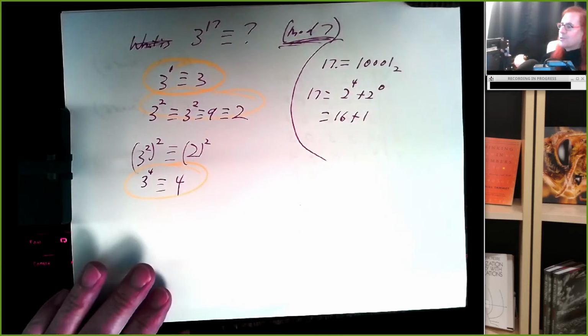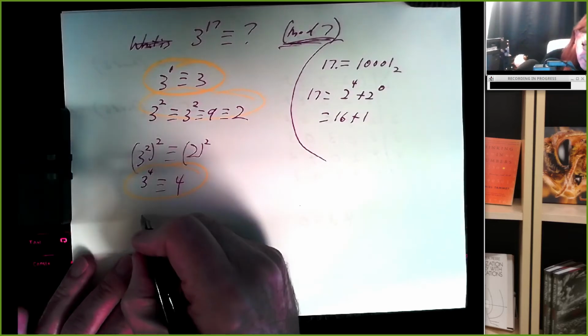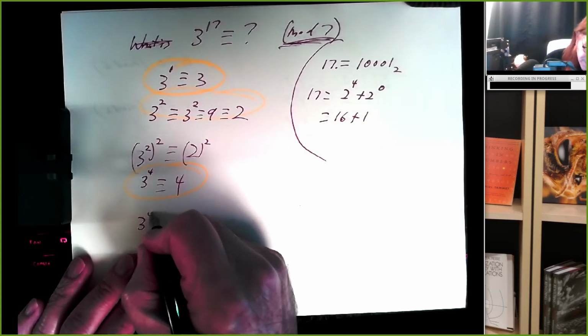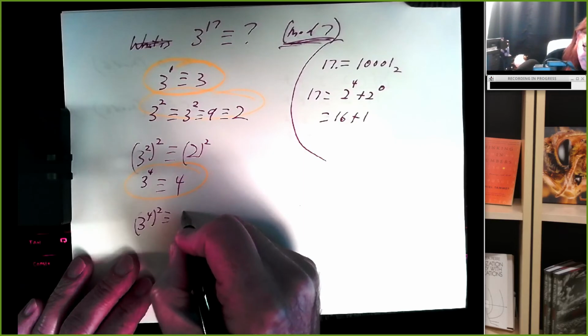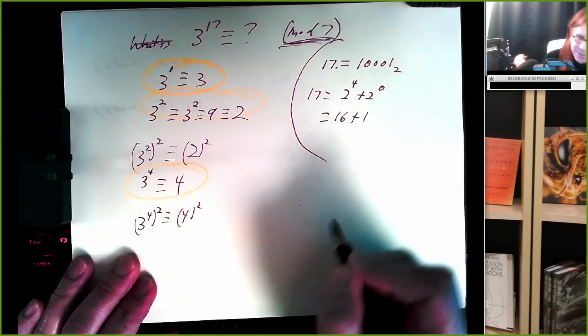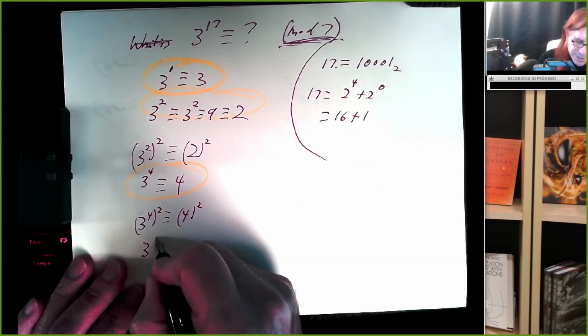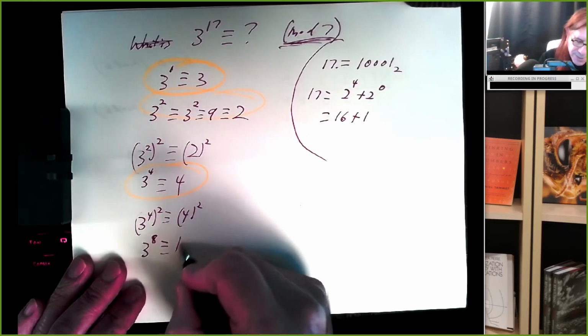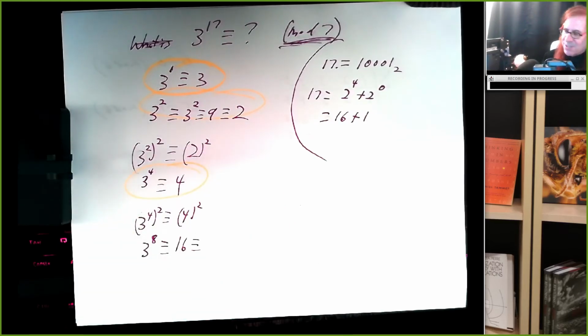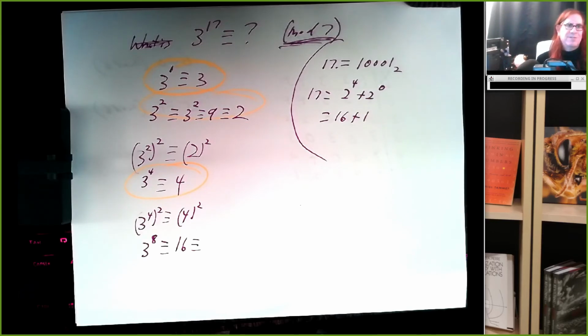I'm going to do one more operation, and I'm going to jump all the way up to 3 to the 8th. So 3 to the 4th squared will be congruent to 4 squared. 3 to the 4th squared, this is 3 to the 8th. 4 squared is 16. And what is 16 congruent to mod 7? What's the remainder when you divide 16 by 7? 2.